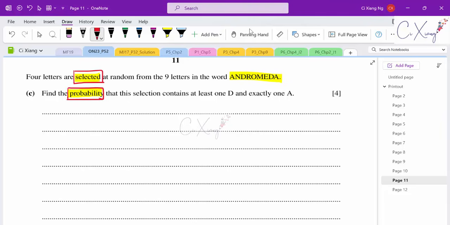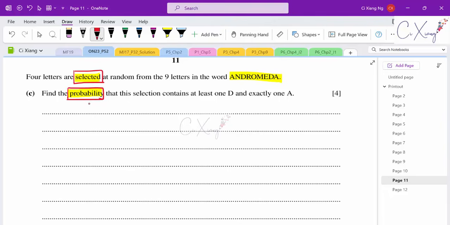So maybe to let you see the difference for this question, what I will do is show you 2 sets of answers, where one part is to find out the probability and another part is to find out the number of combinations only, so that you can see the difference between the number of combinations and also the probability that involves combination.